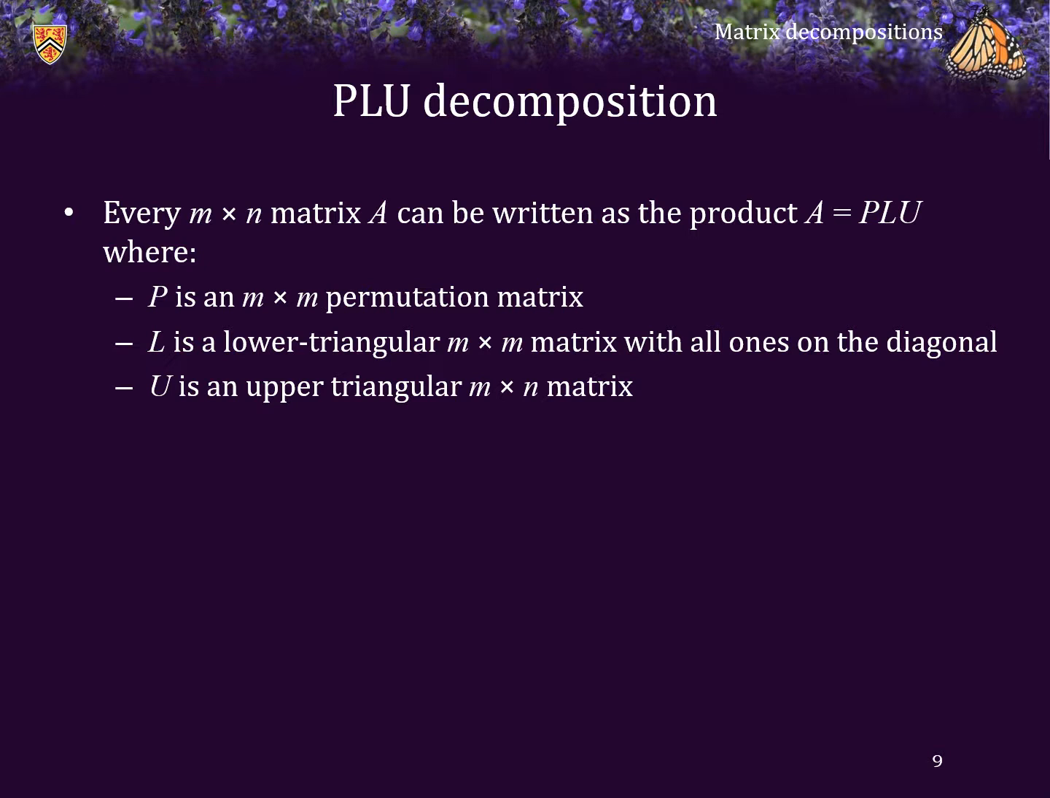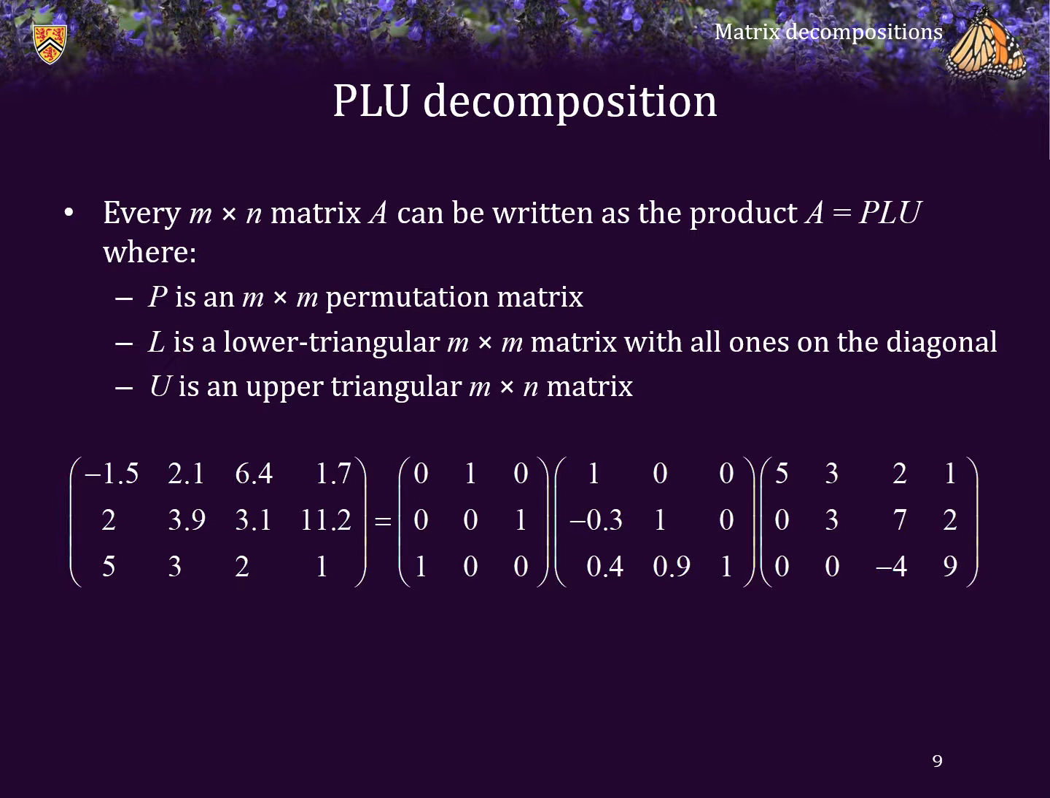We just saw that. It's a matrix where every single column and every single row has exactly one 1. L is a lower triangular matrix that is square, m by m, and all the entries on the diagonal are 1. And U is an upper triangular m by n matrix. And if we do this correctly, U will actually simply be the matrix we get from performing Gaussian elimination.